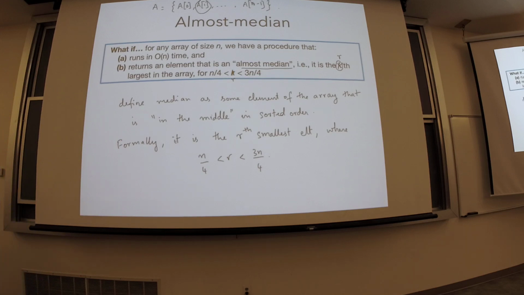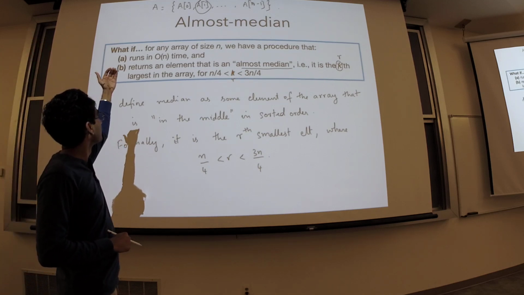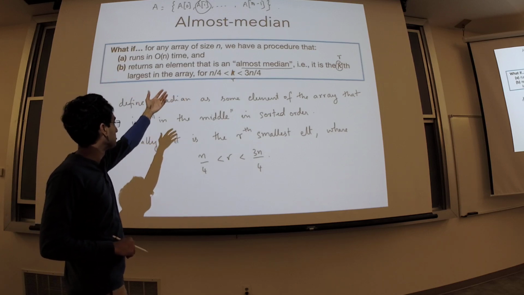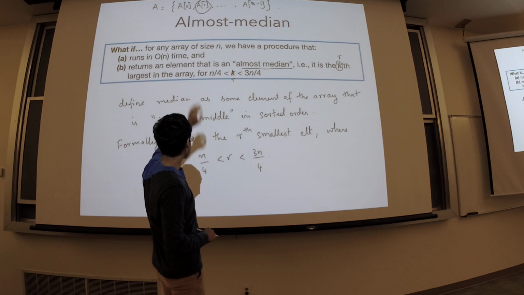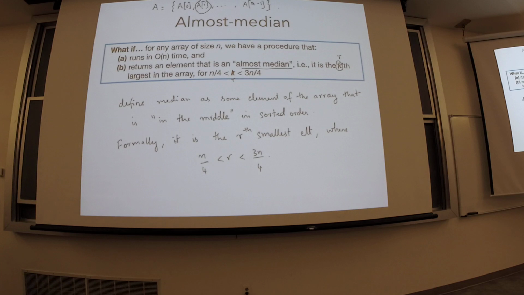Yeah, r is unknown. All you know is that somehow there is some procedure that runs in O of n time, and it produces one of the elements of the array that's guaranteed to be something like this. And as you were saying, this is roughly the idea behind quicksort as well, that you're somehow able to find an element that's somewhat in the middle of the sorted array. We'll see that later when we do randomized sampling. But yeah, this is the idea.